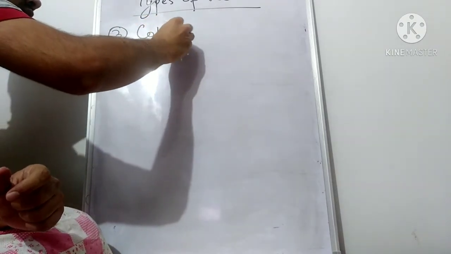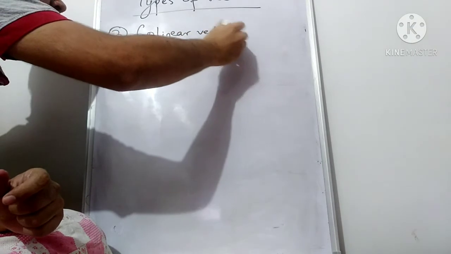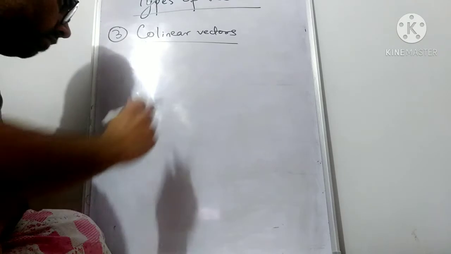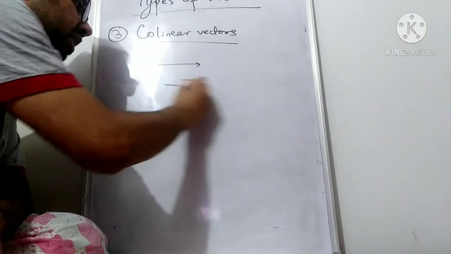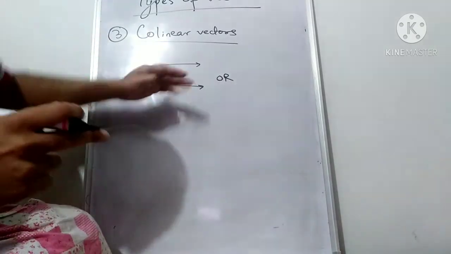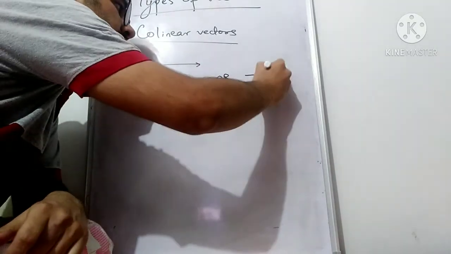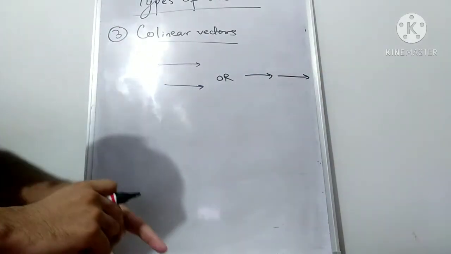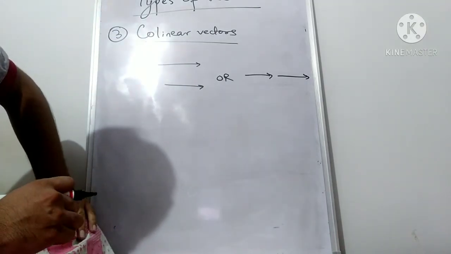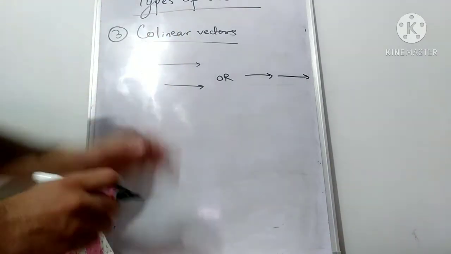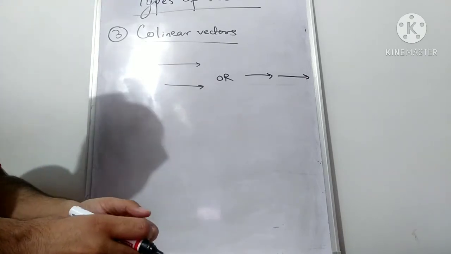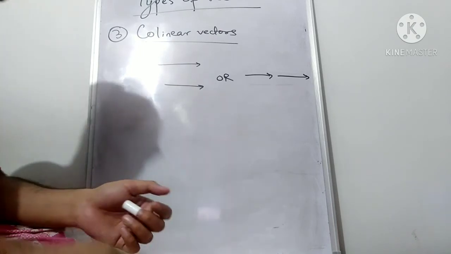Then collinear vectors. For parallel vectors we can say they are collinear vectors only. Okay, if suppose we have a diagram like this, when two vectors are pointing in the same direction, or like this, pointing in the same direction one after each other, or like this, in that case they are also called collinear vectors. So in other words, collinear vectors is an alternative name for parallel vectors. Either you say parallel vectors or collinear vectors, it means one and the same thing.